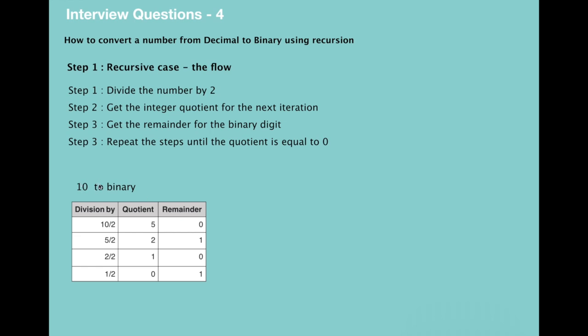Here we want to convert 10 to binary. As you see, we divide 10 by 2, quotient 5, remainder 0. Then quotient is divided by 2. Again, we get another quotient, which is 2, and the remainder 1. So one more time, we divide it by 2, quotient 1, and remainder 0. And in the last step, we are dividing 1 by 2 and quotient 0 and remainder 1. So our binary number will be 1010. So that's how we convert a decimal to binary.